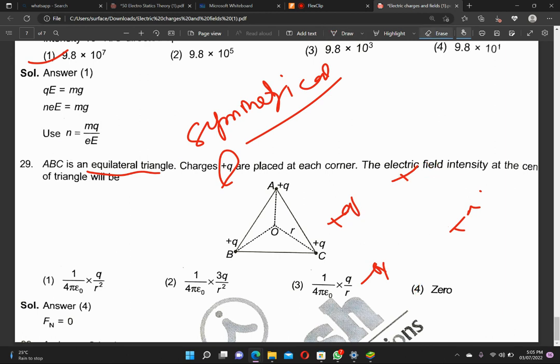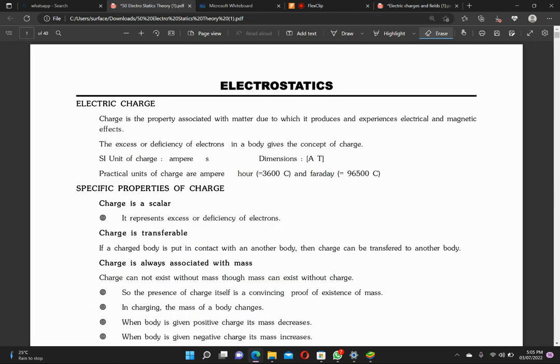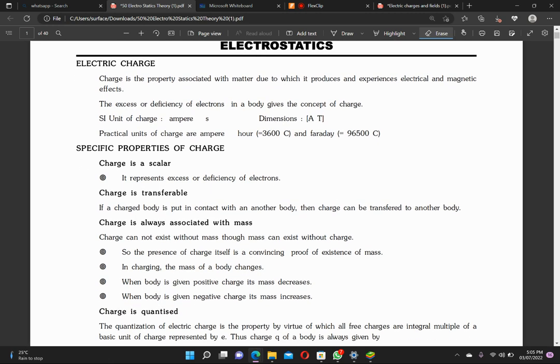This is the point you need to remember, it comes in synopsis, so you should know this. It's a general point, remember it. Don't have to solve everything. Don't start solving for this question. It's very simple. All right, so here you can see electric charge.